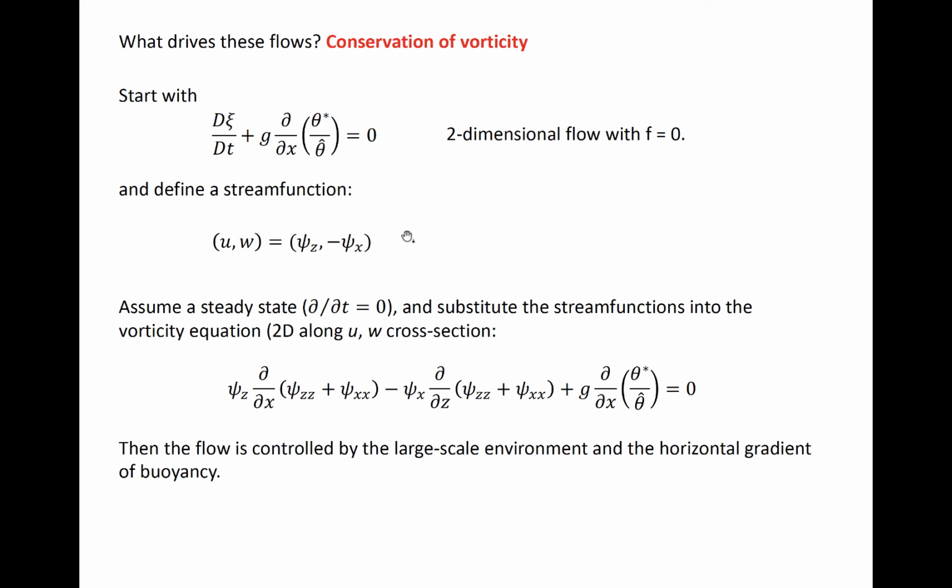We can define a stream function such that its vertical derivative is the zonal wind and negative the zonal derivative is the vertical velocity. If we assume a steady state, meaning the Eulerian derivative is 0, and we define the relative vorticity as du/dy minus dv/dx, then we can plug the stream function in place of the relative vorticity. The resulting equation, down here at bottom, tells us that the stream function, which is included in these two terms here, is governed by the large-scale environmental flow and the horizontal distribution of buoyancy in this third term.